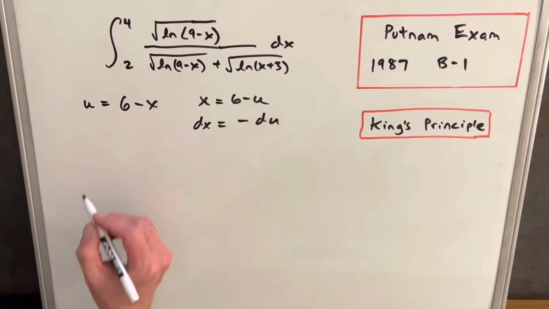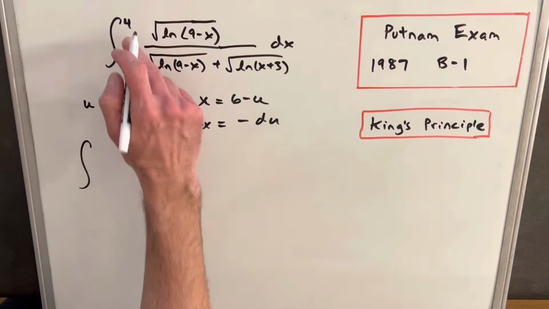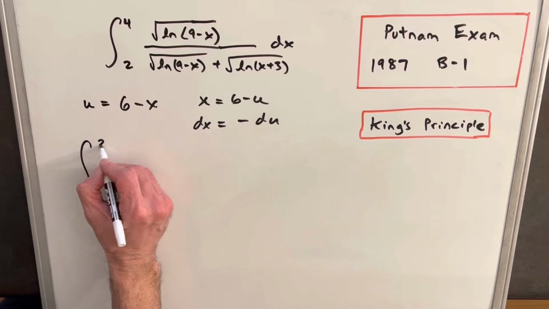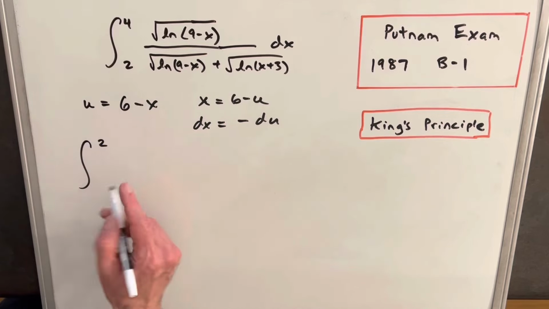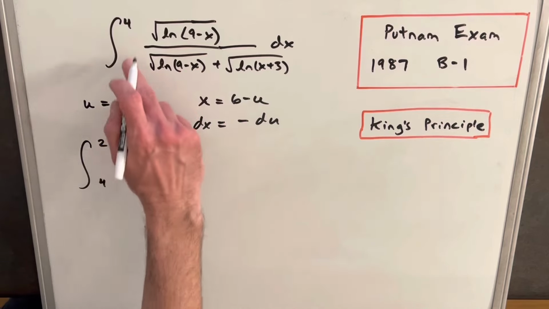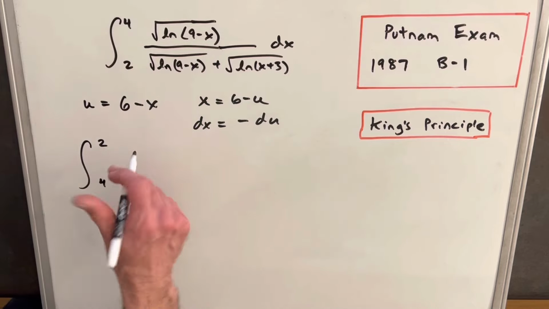And then we'll go ahead and make our substitution. So plugging in a 4 here, for our upper bound, we're going to have a 2. And plugging in a 2, we get a 4. And you'll just notice that all it did was flip our bounds, reverse the order.